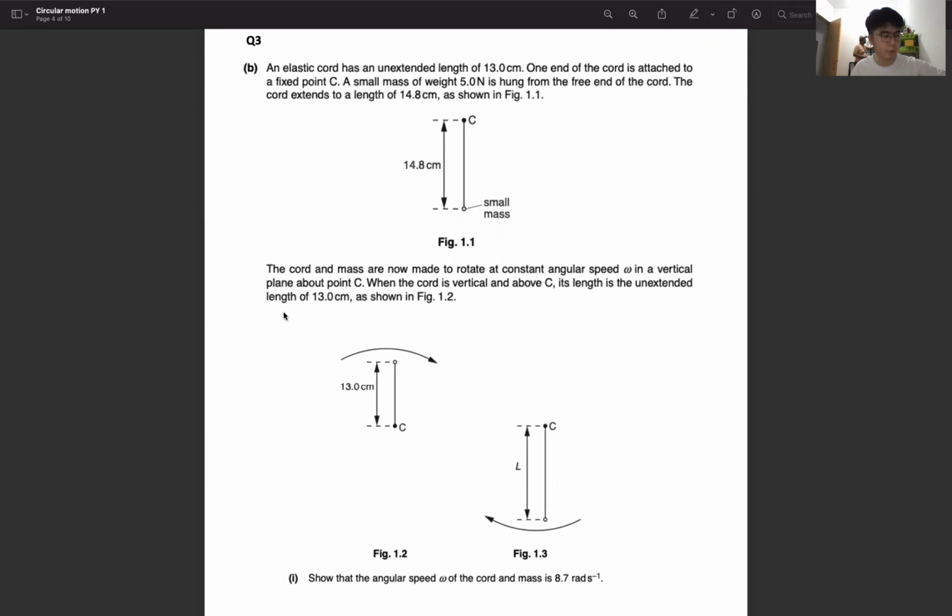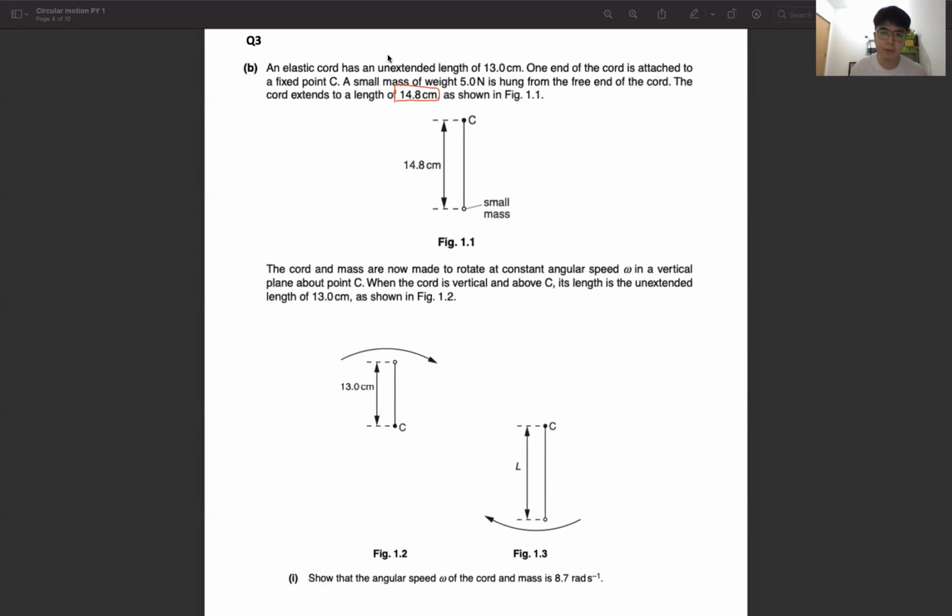If we look at number 3, and the rest you can do it yourself. An elastic cord has an unextended length, so original length of 13 cm. One end of the cord is attached to a fixed point C. A small mass of weight 5 Newton is hung from the free end, and then the cord extends to 14.8. So when you put the mass 5 Newton, there is an extension x. Now B1: show that the angular speed of the cord and the mass is 8.7.